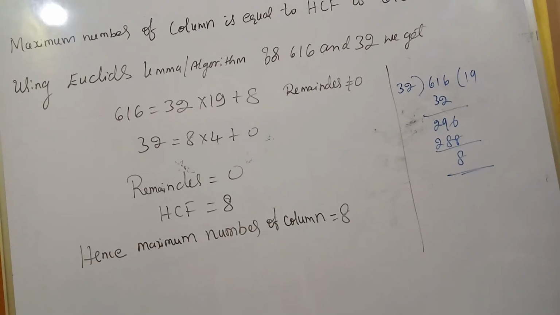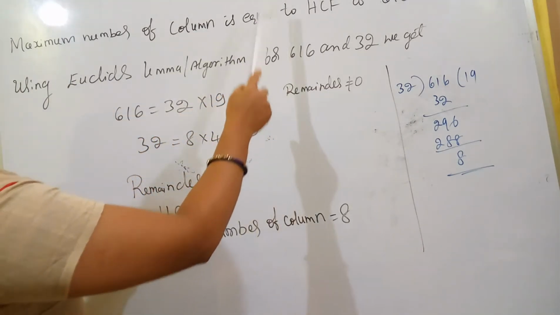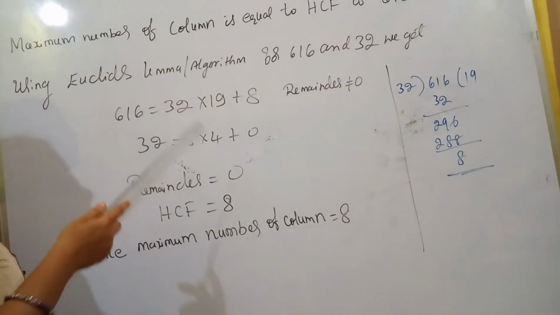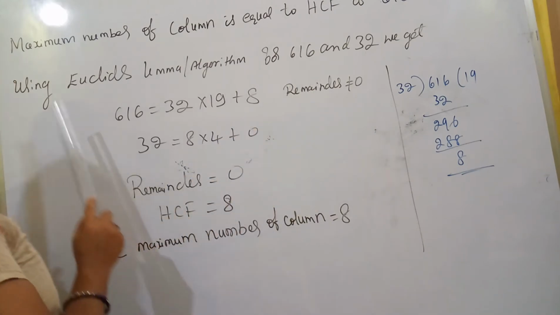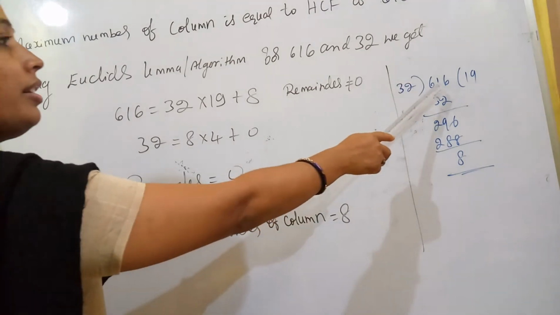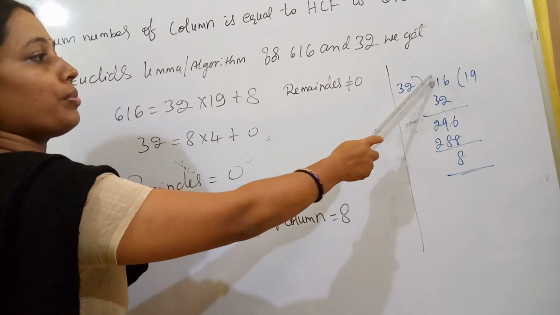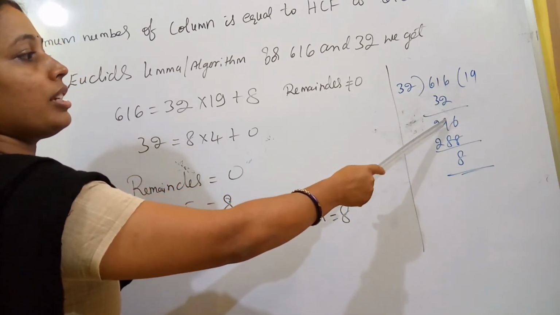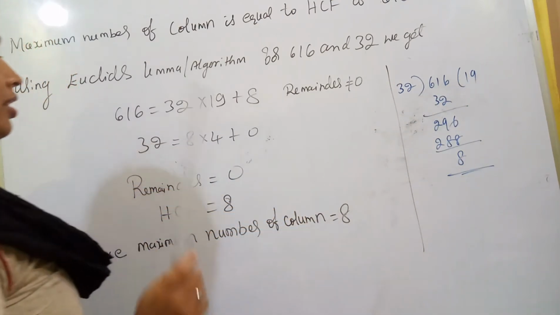For this, the solution is very easy to find. The maximum number of columns is nothing but the HCF of 616 and 32. That means we have to apply Euclid's lemma or algorithm to 616 and 32. Divide 616 by 32. 32 ones are 32. Subtract 32 from 61, you get 29. Bring down 6, and 29 becomes 296. 32 nines are 288, and you get the remainder 8.